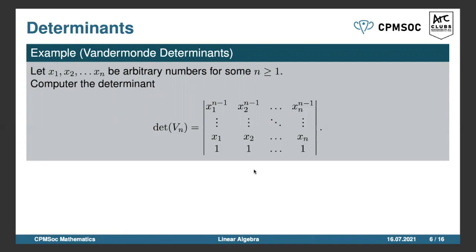So here's an interesting determinant problem. So we have these powers of different numbers going up along the matrix. And we want to ask what is the determinant of this matrix, which is known as the Vandermonde matrix of order n.